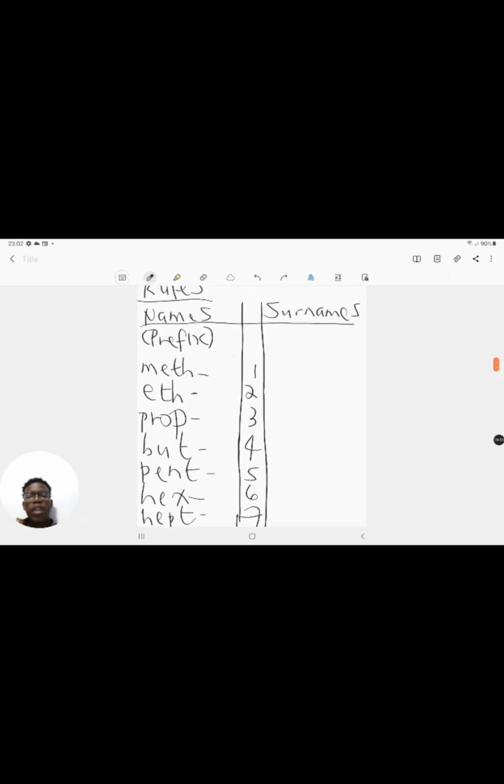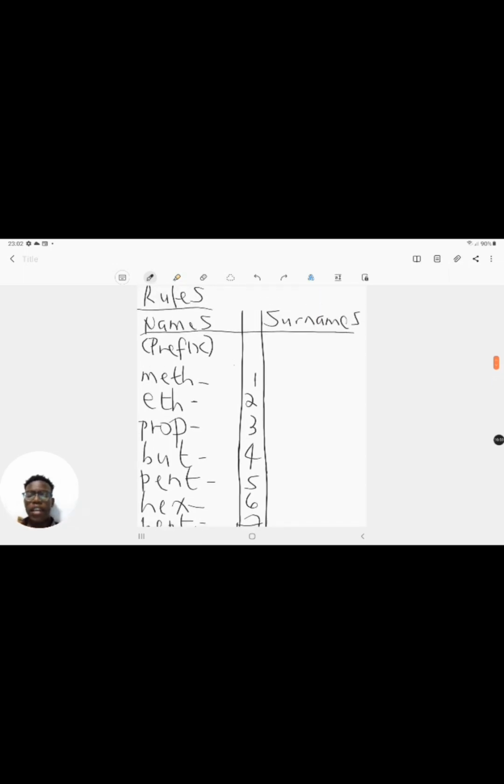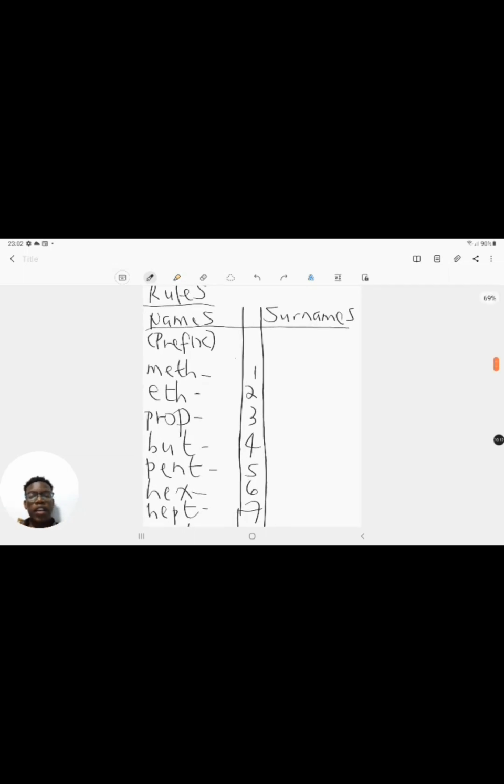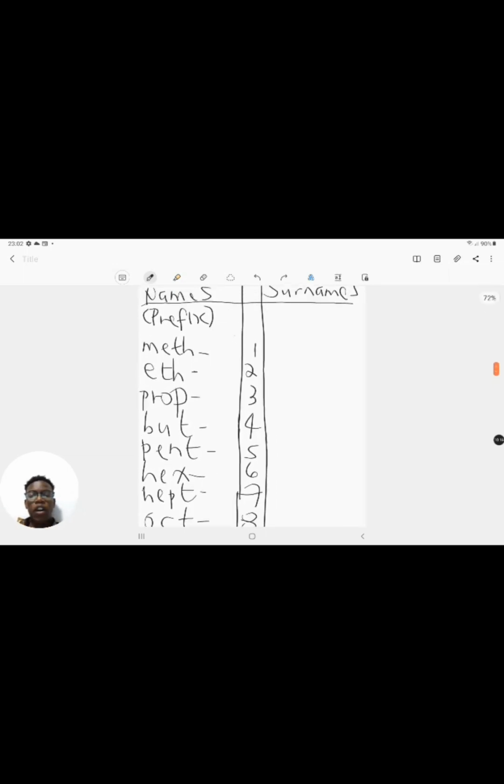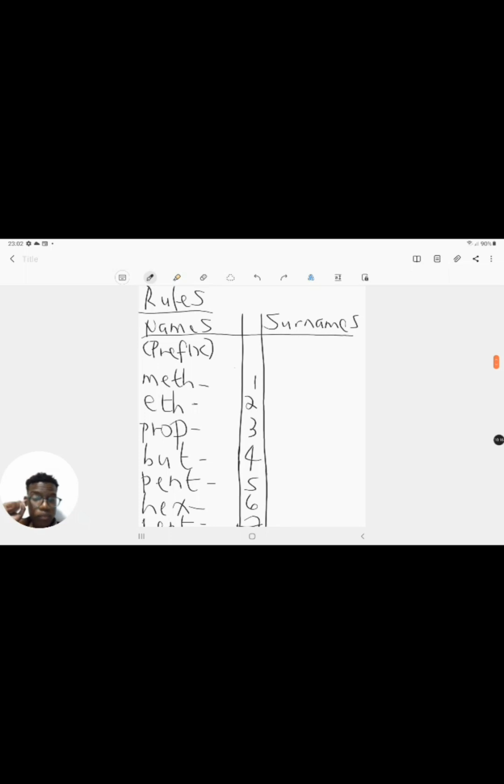I told you that we'll be dealing with 8 first names and then 3 surnames. Now, when we're dealing with these aliphatic compounds, the 3 surnames are Ain. The first one is Ain. It's not in line with this first one. Actually, let me try to separate.